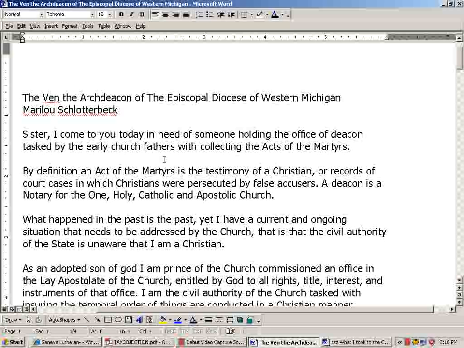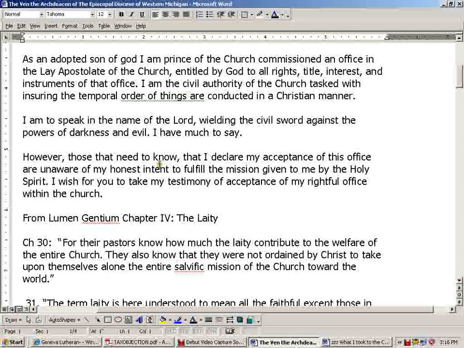A deacon is the notary for the one holy Catholic and Apostolic Church. What happened in the past is the past, yet I have a current and ongoing situation that needs to be addressed by the church, that is, that the civil authority of the state is unaware that I am a Christian. As an adopted son of God, I am a prince of the church, commissioned with an office in the lay apostolate of the church, entitled by God to all rights, title, and interest, and instruments of that office. I am the civil authority of the church, tasked with ensuring the temporal order of things are conducted in a Christian manner. I am to speak in the name of the Lord, wielding the civil sword against the powers of darkness and evil. I have much to say.